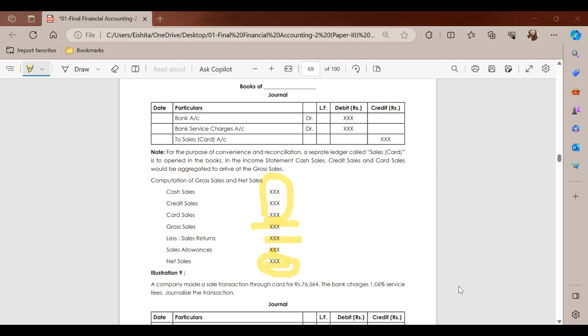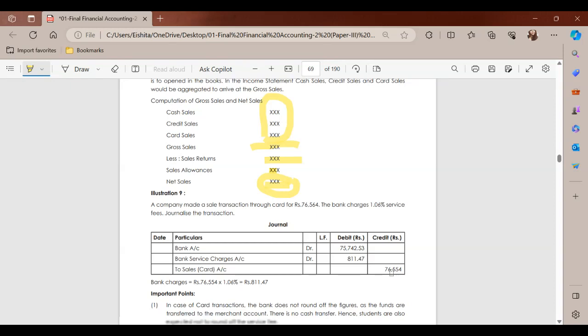Yes, please. How many of you have done this question? There will be a debit of bank, 76,564 less 1.06%, that is 811.47, to sales. I will credit sales by 76,564 and debit the bank by 75,752.53. Okay.